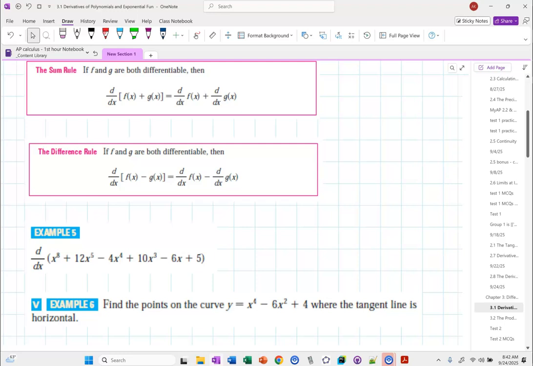So we're just going to take them individually. The derivative of x to the 8th: 8x to the 7th. The derivative of 12x to the 5th: excellent, 60x to the 4th. Good mental mathing. 4x to the 4th: 16x to the 3rd. Look at you guys go. 10x cubed: 30x squared. 6x: just 6. Take the negative with it. Derivative of 5: 0, so we're not going to write anything.